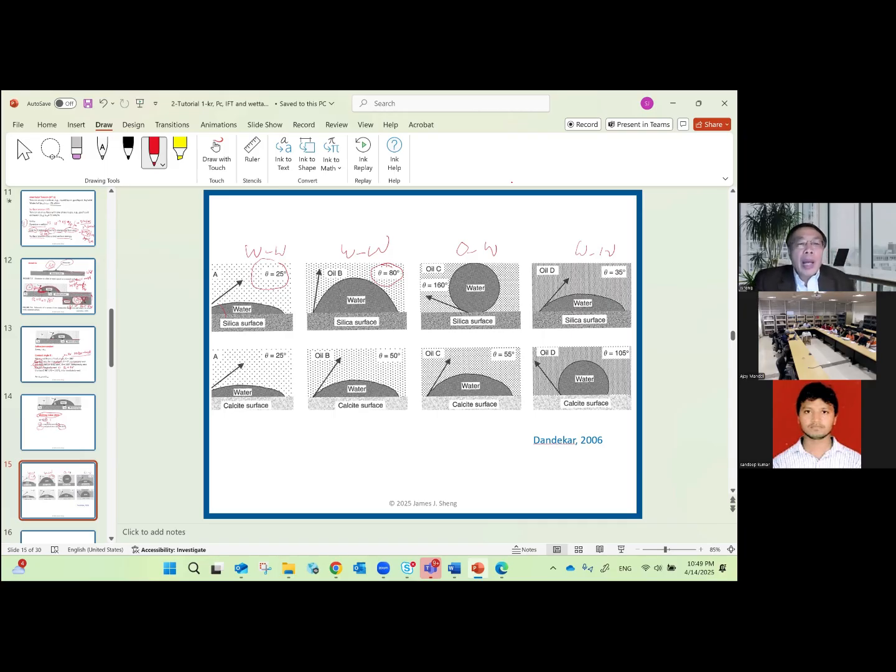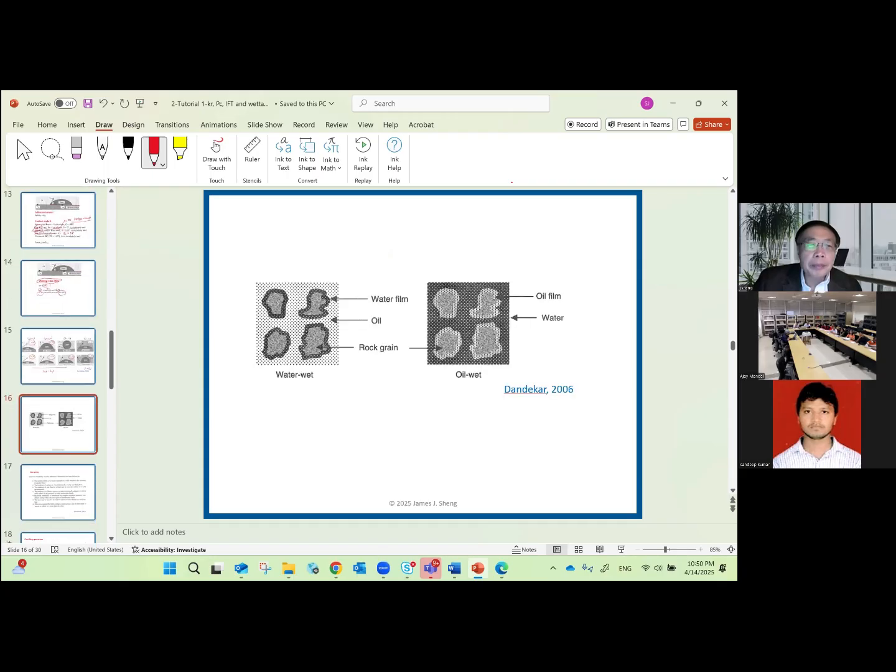So the bottom line is, here the first one is 25, here is 50, here is 55, so all three are water wet, but to different degrees. The first one has the lowest angle, so it is the most water wet. And the last one is 105 degrees, so it is oil wet. All right. Now let's come back again.